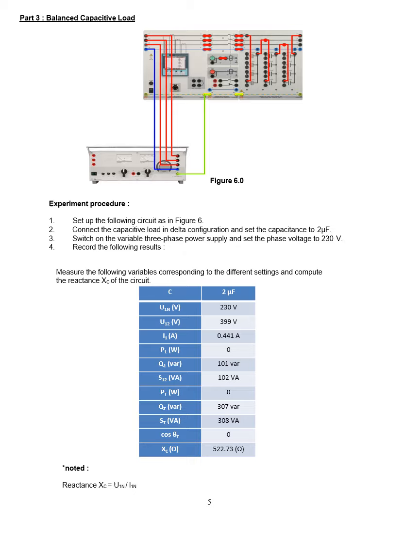After we have measured everything that we need, we can get the phase voltage, phase current, reactive power, and so many things. But for the reactance, we must use the formula XC equal to U phase divided by I phase. The result is 230 volt divided by 0.441 ampere, and the answer is 522.73 ohm. That's all from me. Thank you.